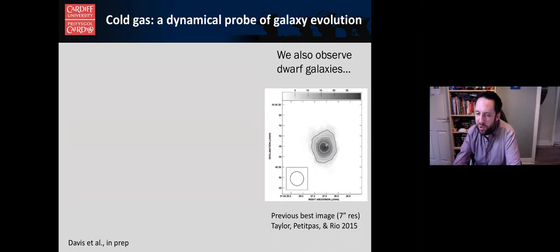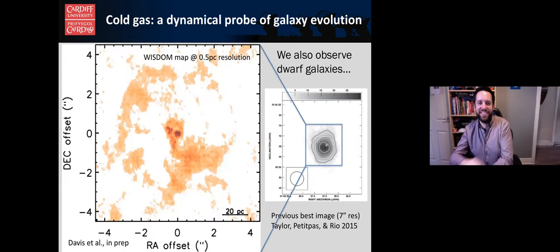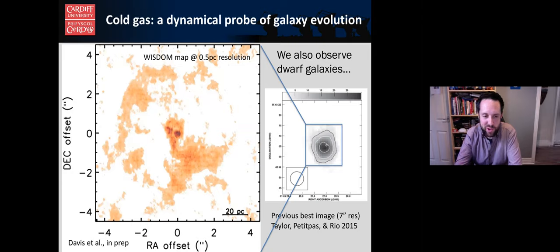It's been observed before with the BIMA interferometer in the US, and this was published in 2015 as high resolution observations with a roughly 7 arcsecond point source. At about the same time, we were observing this with ALMA, and we were much, much better than that. We were at 0.03 arcseconds. And this is what we see in the center of this object. We've got half a parsec resolution here. We can see this beautiful structure that again breaks up into lots of individual, well-resolved in this case, giant molecular clouds in this nearby dwarf galaxy.